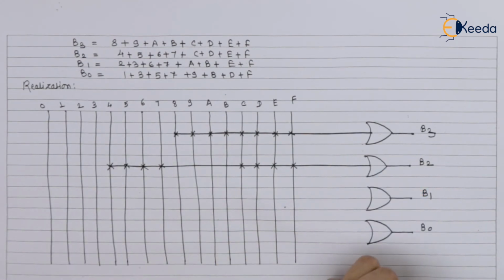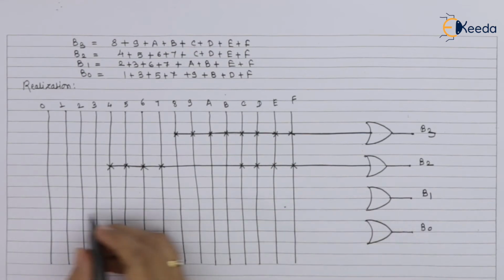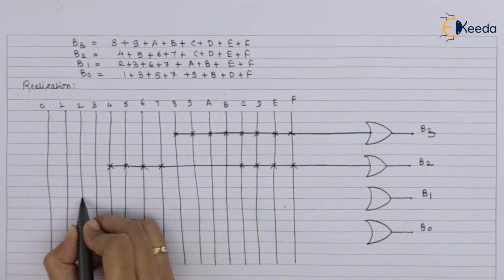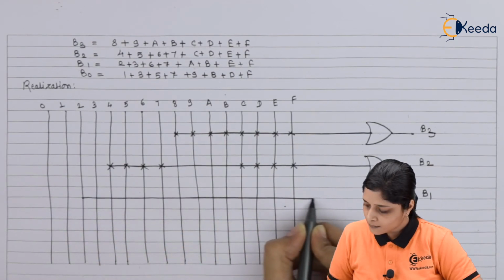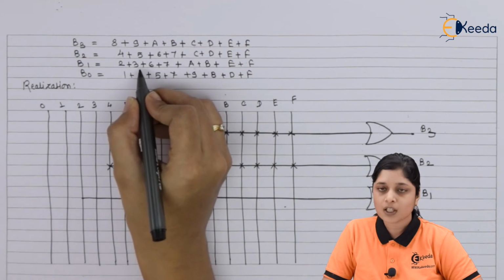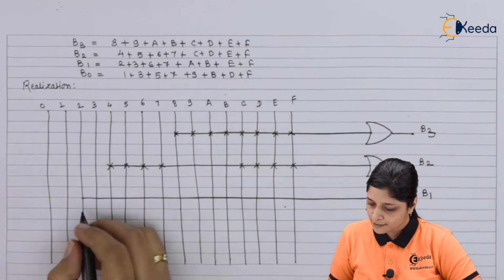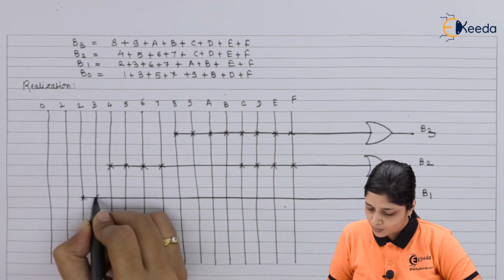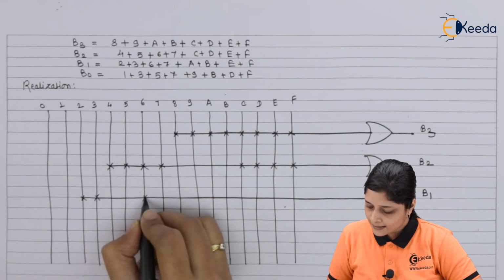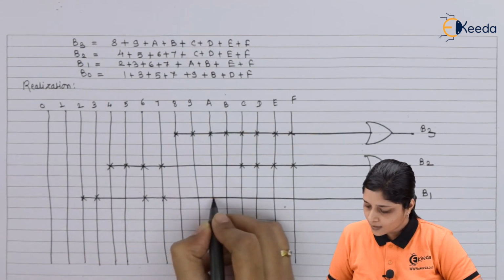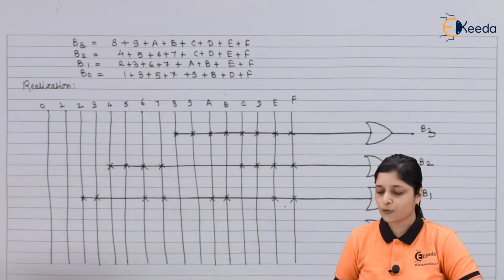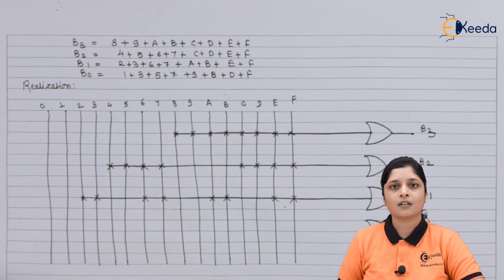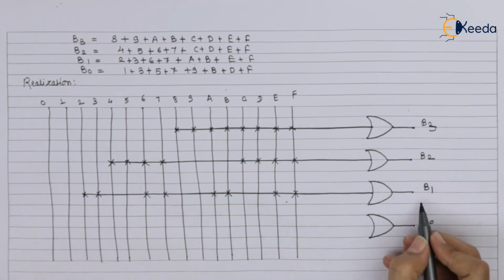Then we have B1. For B1 we will start with this 2. We will draw this straight line. Now we have to focus on the terms present in B1. So we have 2, 3, then 6, 7. After that we have A, B and lastly we have E and F. You have to make a crossover on all the respective hexadecimal numbers. So this is for B1.